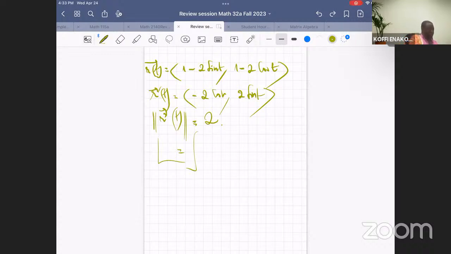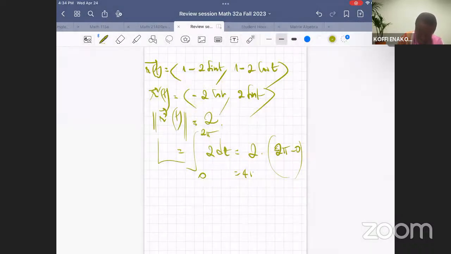Yeah, the distance traveled from 0 to 2 pi is the integral of 2 dt, and that will be twice 2 pi minus 0. So this will be 4 pi. So is that what you meant? Yeah. Okay, good.